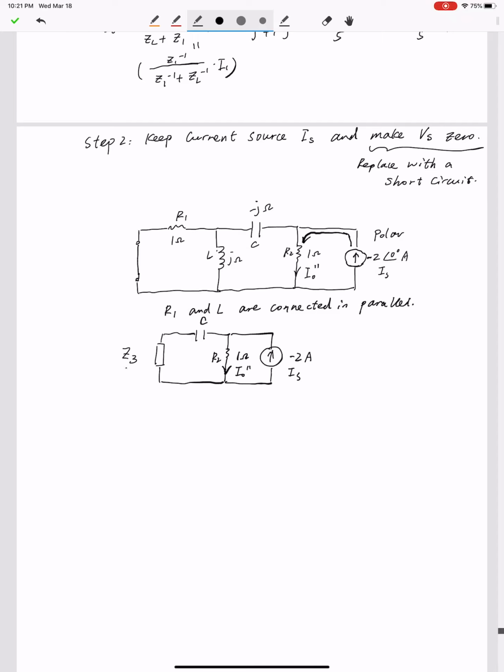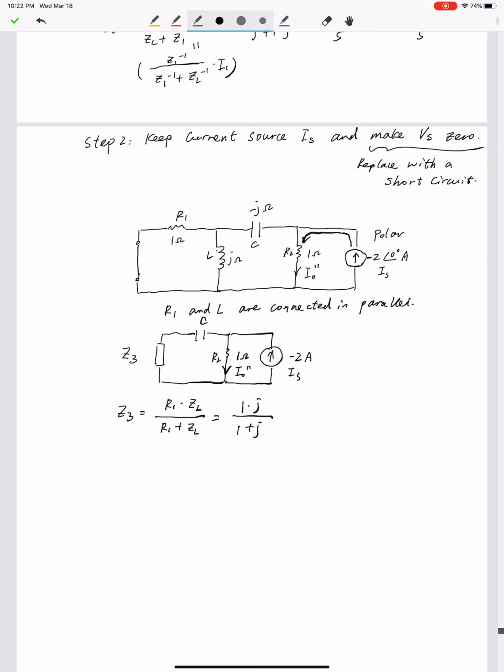Alright, Z3, that should equal R1 plus ZL, which equals 1 plus J ohms. I'm sorry, that's a mistake. Because they're connected in parallel, right? So we need to use the equation to find the value for Z3. That should be R1 times ZL divided by R1 plus ZL. And that equals 1 times J divided by 1 plus J.